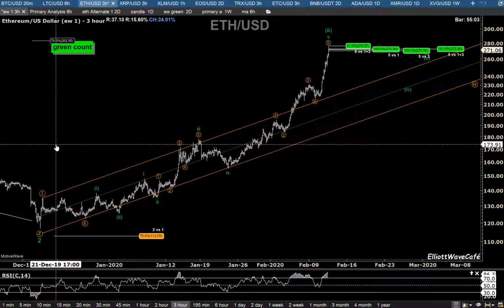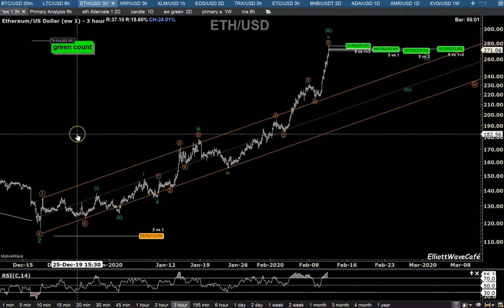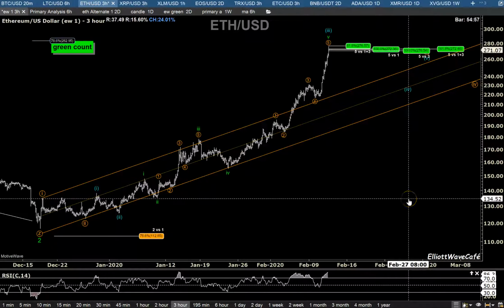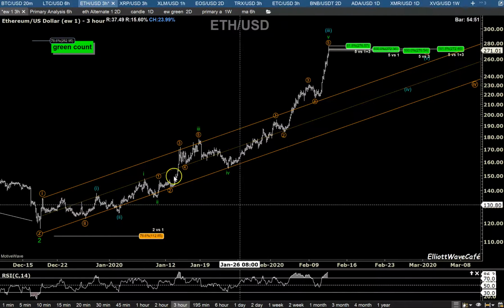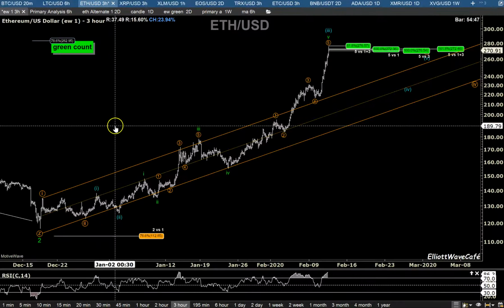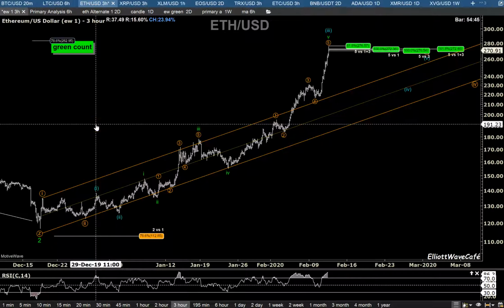I'm gonna take advantage of this move in Ethereum to explain a little bit what we're seeing here in terms of fib projections. And I don't know who exactly took the course yet, but there is a lesson in there that talks a lot about this type of situation. And I wanted to take advantage of this because we have a live example of how this happens.